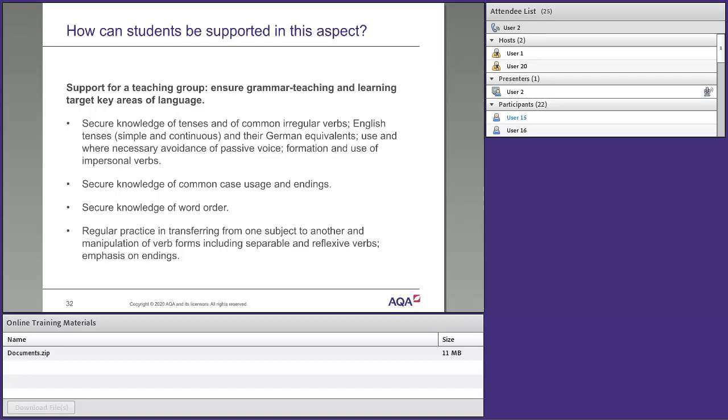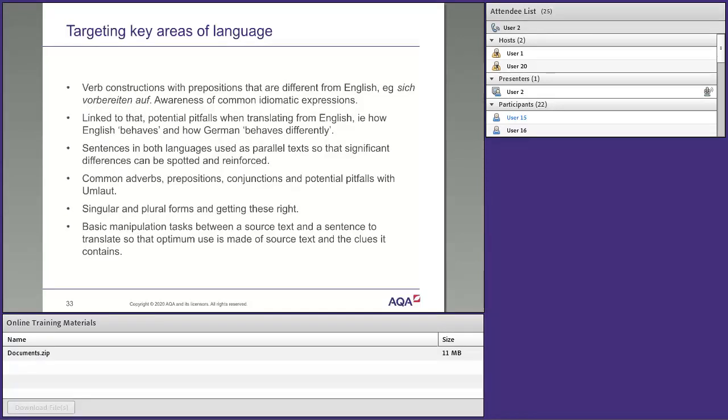They need secure knowledge of common case endings and how the cases are used, secure knowledge of word order, and then regular practice in transferring from one subject to another, and the manipulation of verb forms, including separable and reflexive verbs and the emphasis on endings. So again, I mentioned the idea of giving them a conjugated verb and they've got to get to the infinitive. But again, first to third person to first person, things like that. Verb constructions with prepositions that are different from English. So we saw there sich vorbereiten auf, an awareness of common idiomatic expressions.